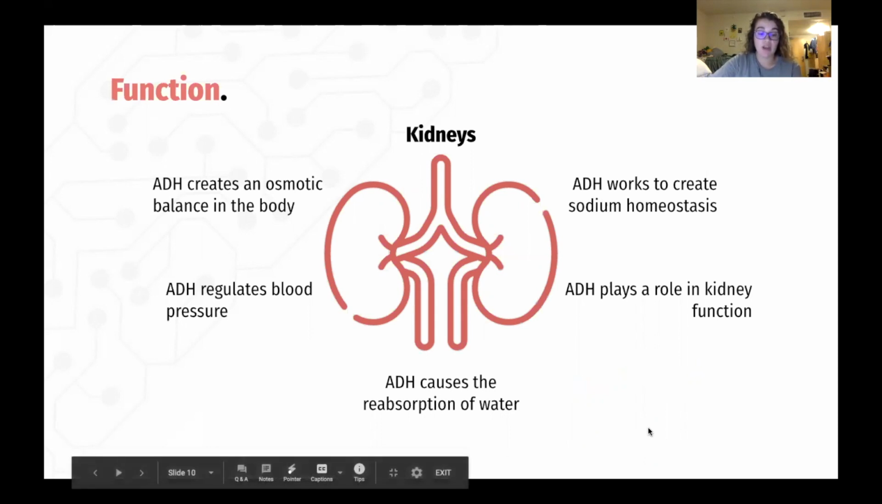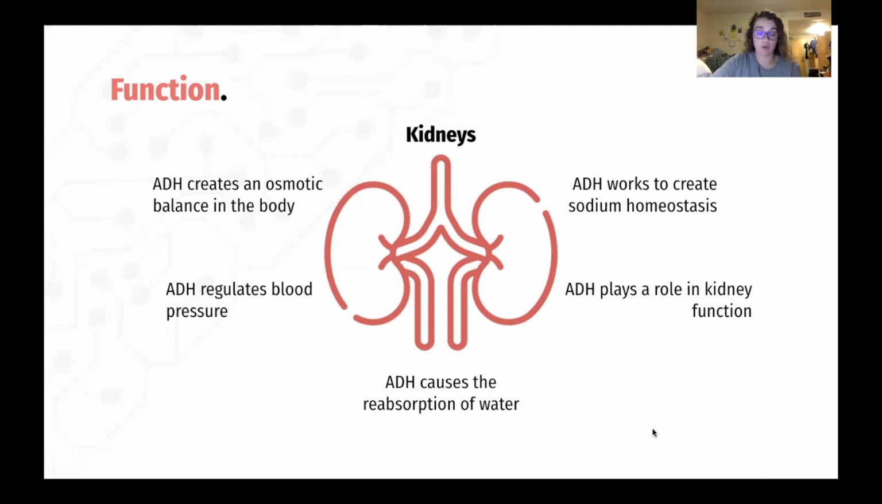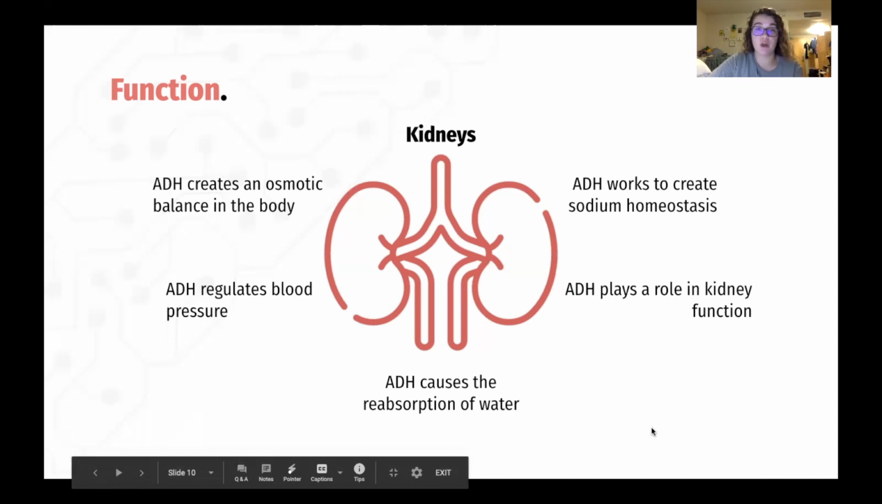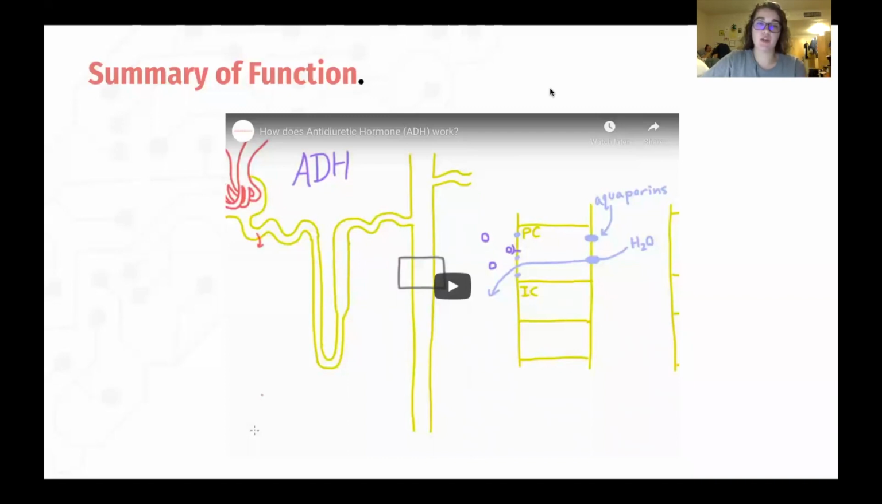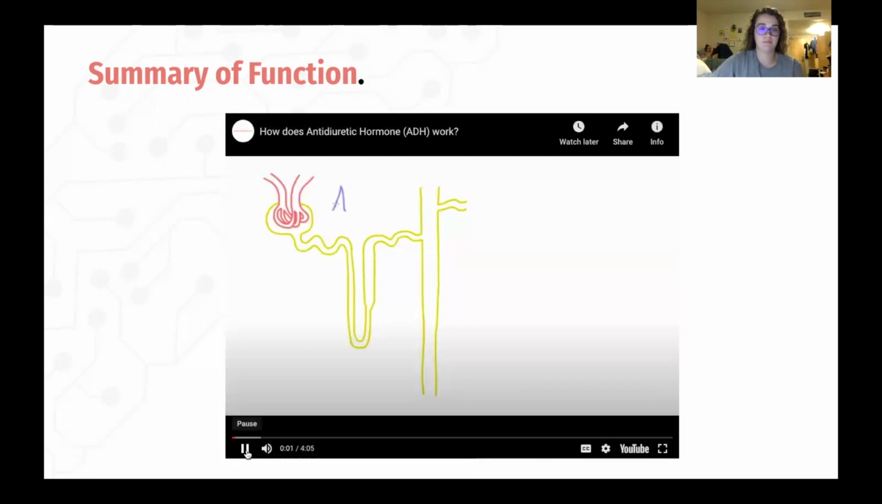For this particular thing, if ADH was absent, the collecting ducts, which are relatively impermeable to water in the kidney, wouldn't work because they're impermeable, excuse me. So urine would just be free flowing and ultimately being lost by the body, which would cause you to dehydrate, which is again why ADH is so important. ADH also regulates your blood pressure, creates an osmotic balance in the body, and works to create sodium homeostasis. And here is just a summary of the function of ADH. So the main factor that controls how much water the kidney excretes is ADH.